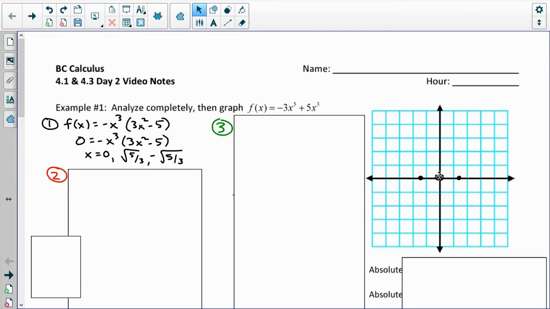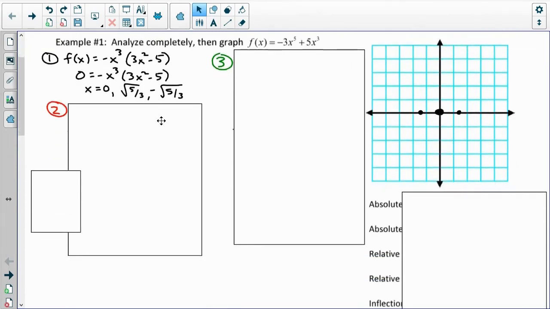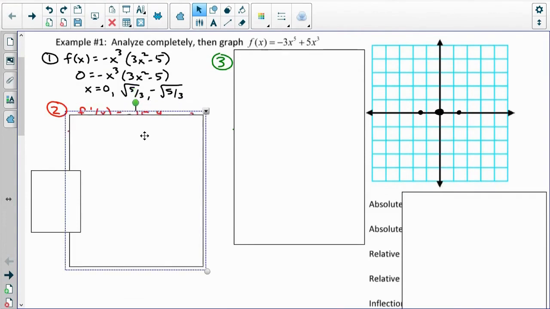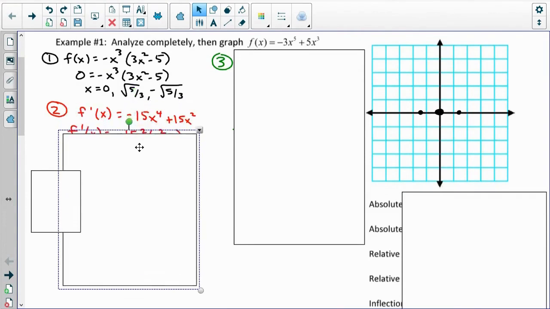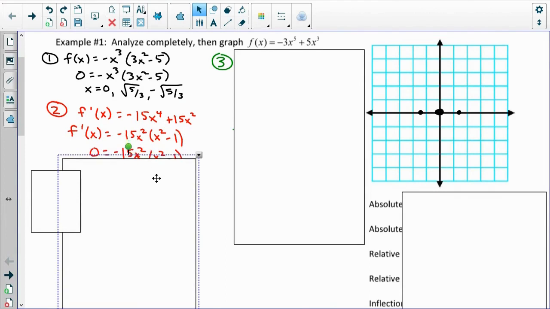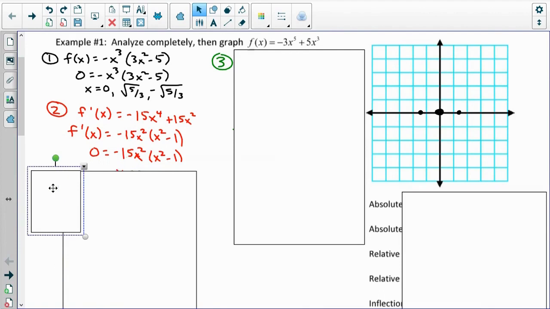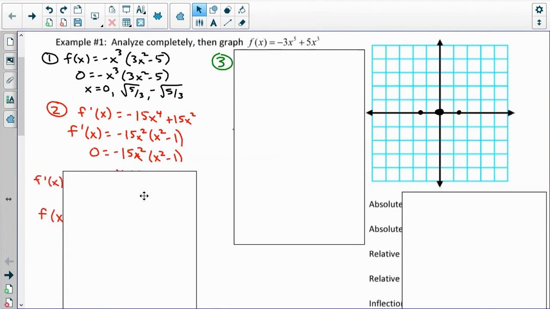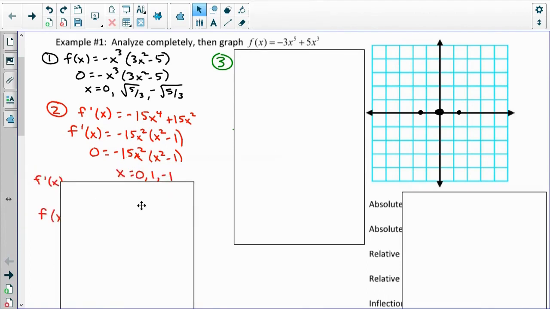Now we're going to take a look at the derivative. And so when we look at the derivative of the function, f prime of x, we just take the derivative, negative 15x to the fourth plus 15x squared. I'll factor out a negative 15x squared. We set it equal to 0. And what ends up happening is we get that the derivative function is 0 at 0, 1, and -1.